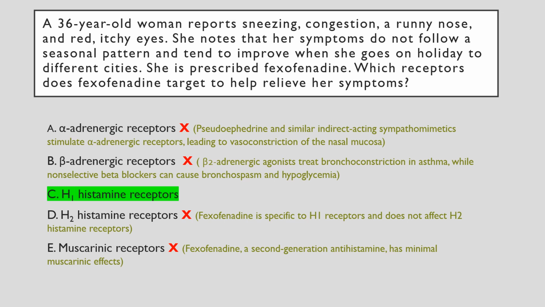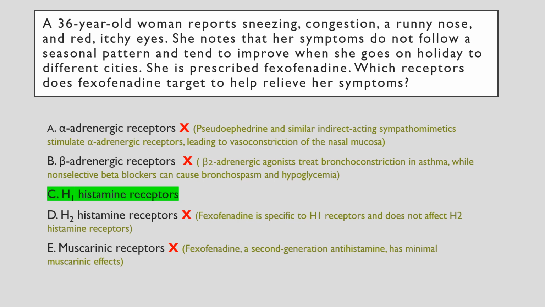Option B is incorrect because beta-2 adrenergic agonists such as albuterol and terbutaline are used to treat bronchoconstriction seen in asthma. In contrast, non-selective beta blockers such as propranolol can cause bronchospasm and hypoglycemia.